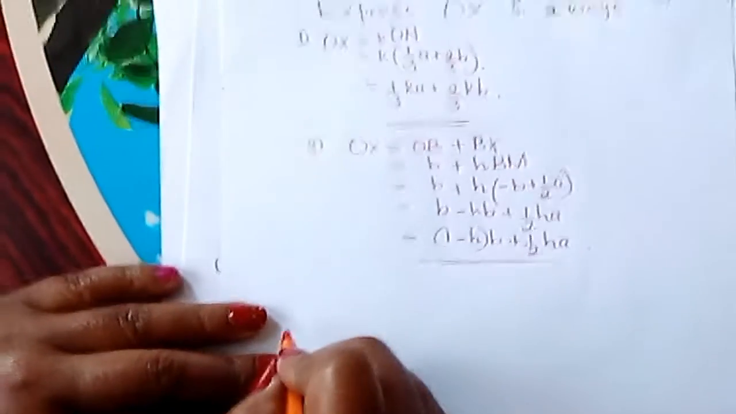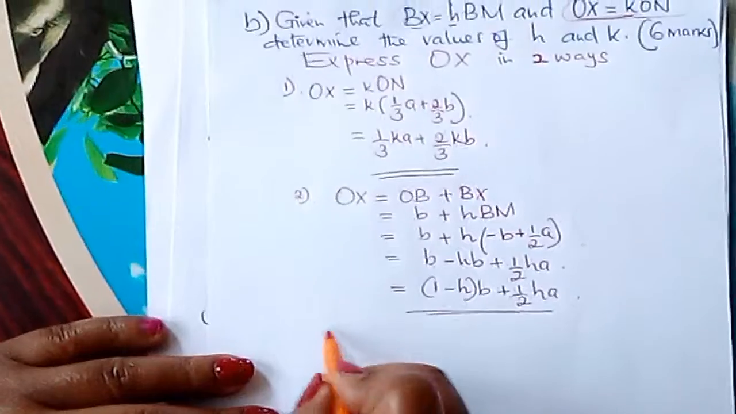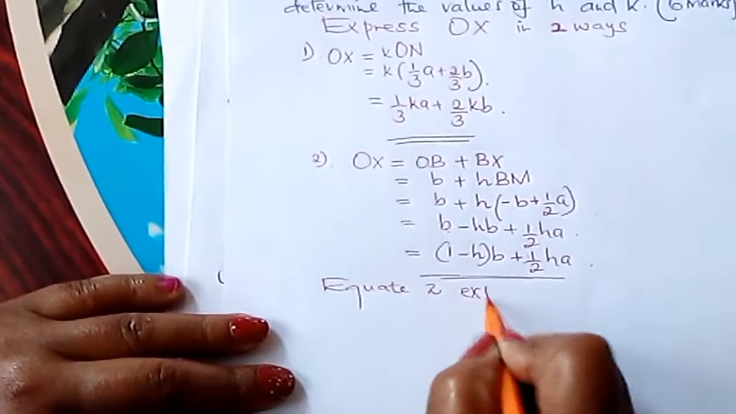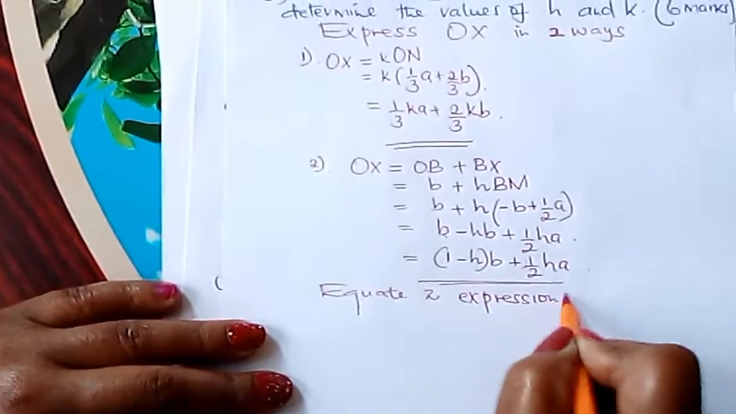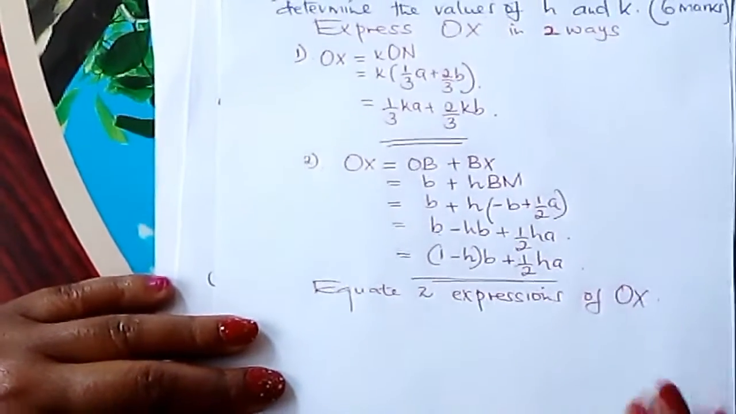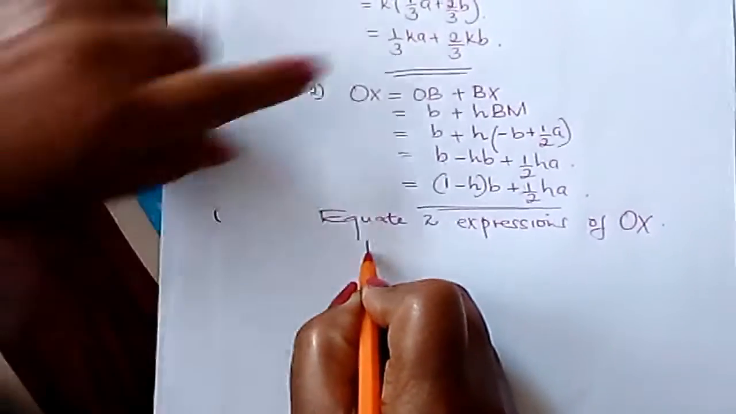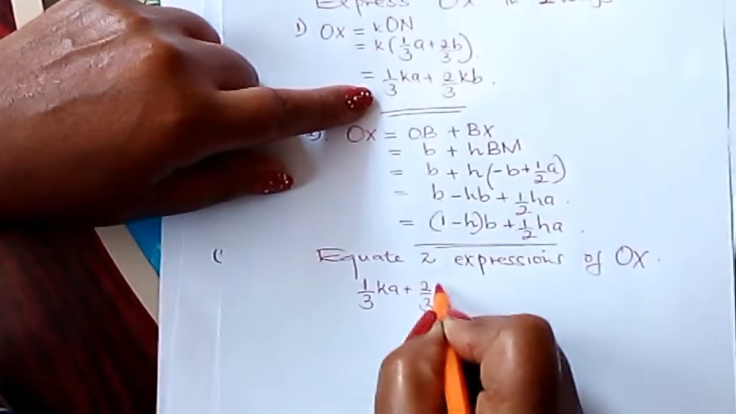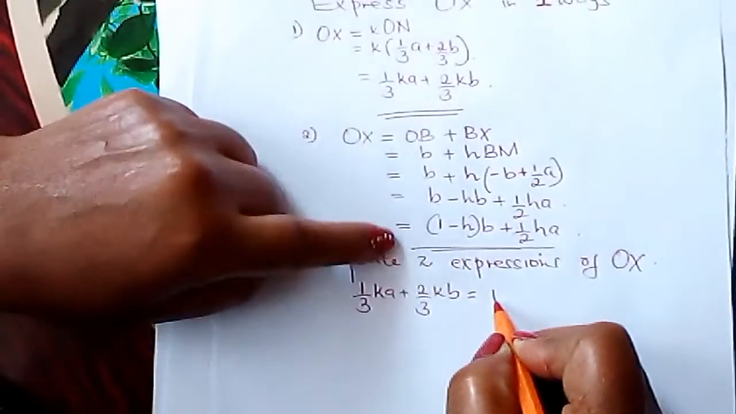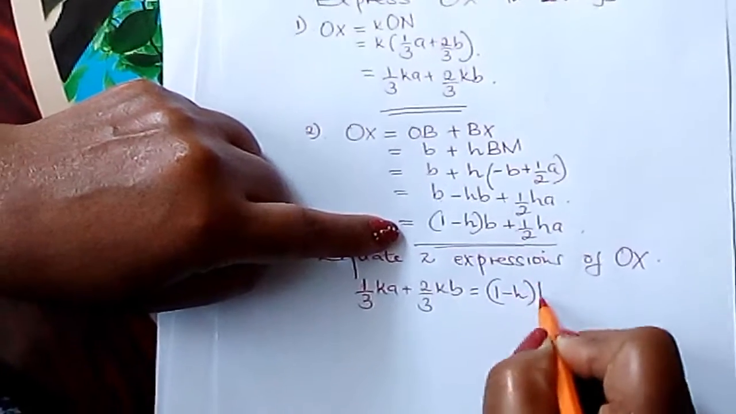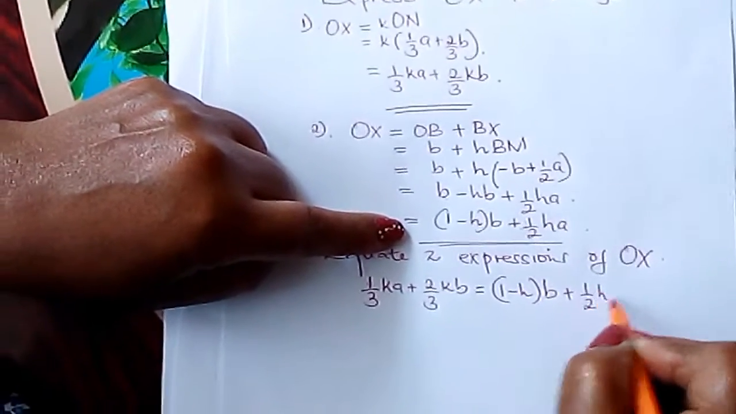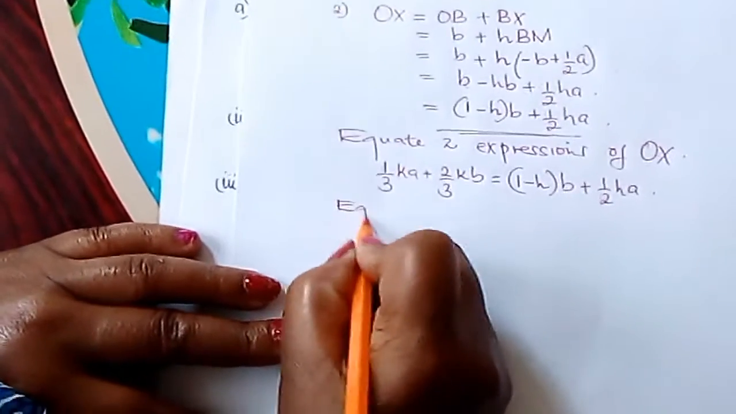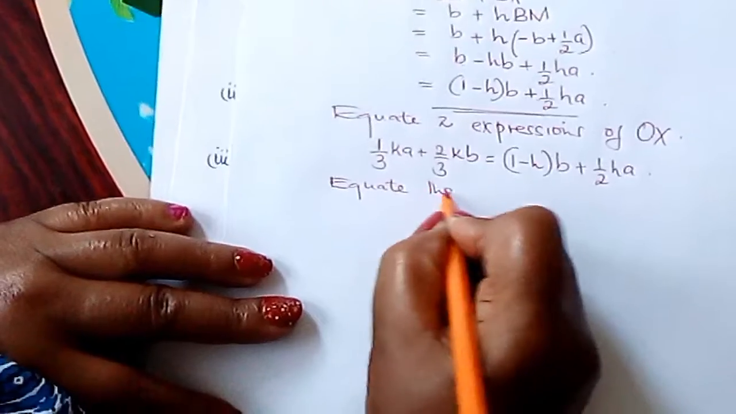From there, learner, how do you get your H and K? To get your H and K, equate the two expressions of OX. The first OX is this one here. You write it down, and then you write this other one: 1 minus H, B plus a half H of A. Good. From there, you now equate the coefficients.